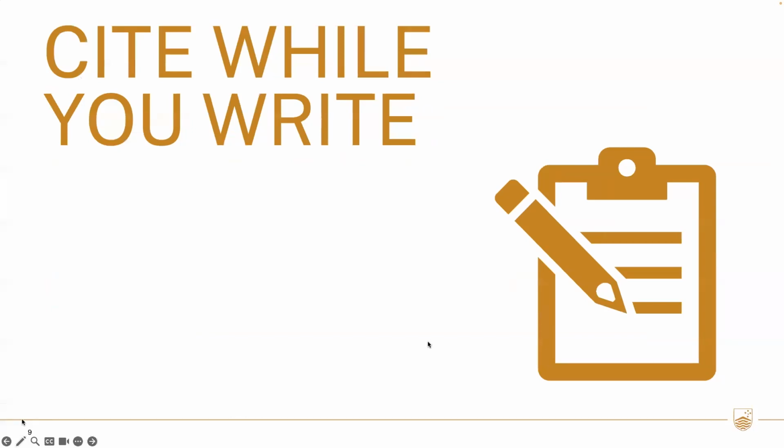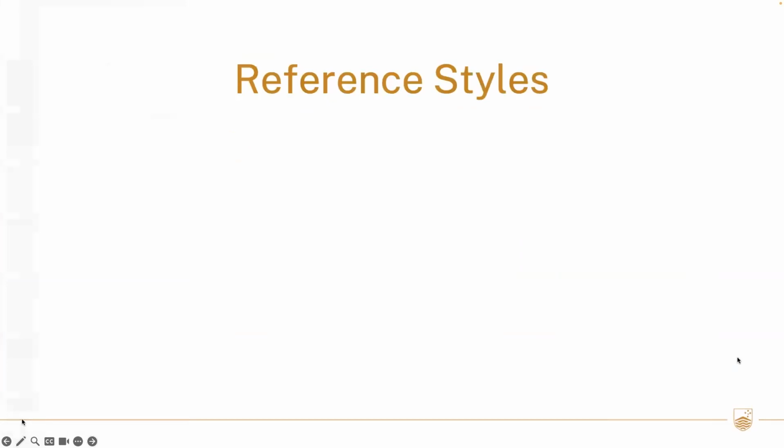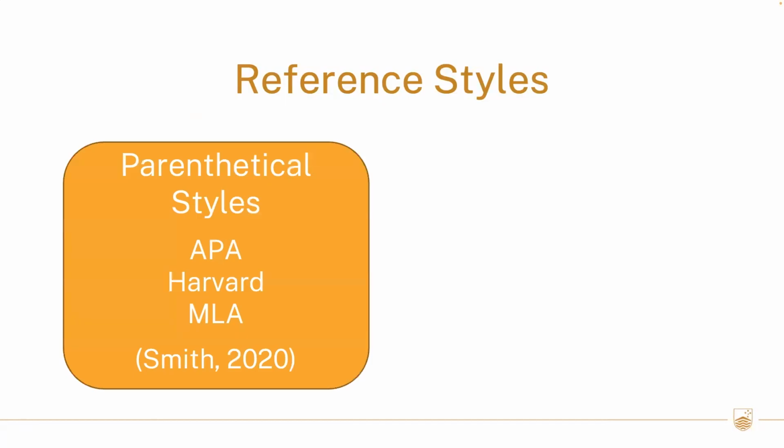In this video, we're going to look at how to use the Cite while you write tool. There are two main types of referencing styles, which are important to understand in order to use the Cite while you write tool effectively. The first are parenthetical styles, which include styles like APA, Harvard, or MLA.